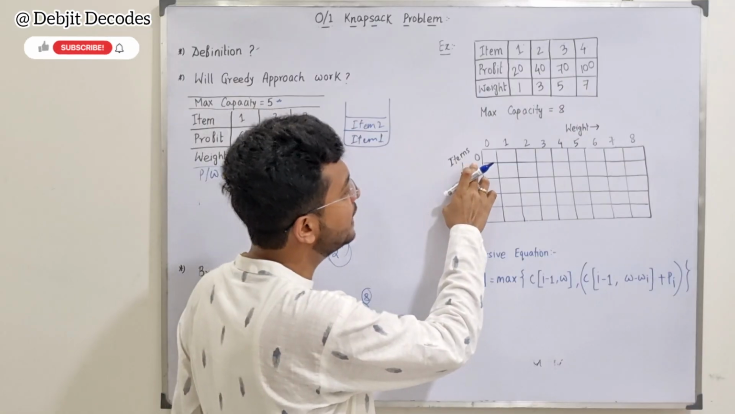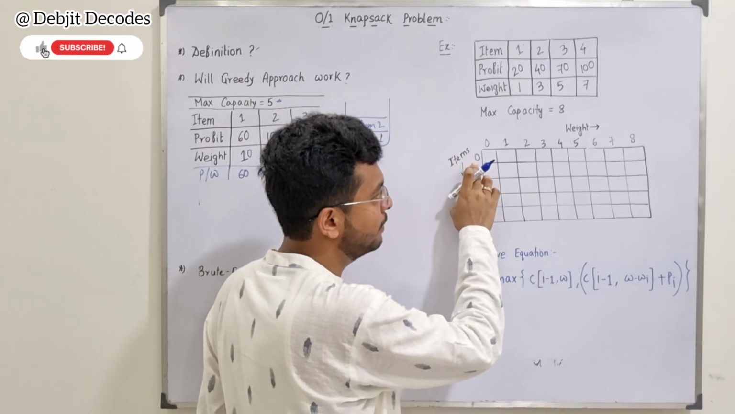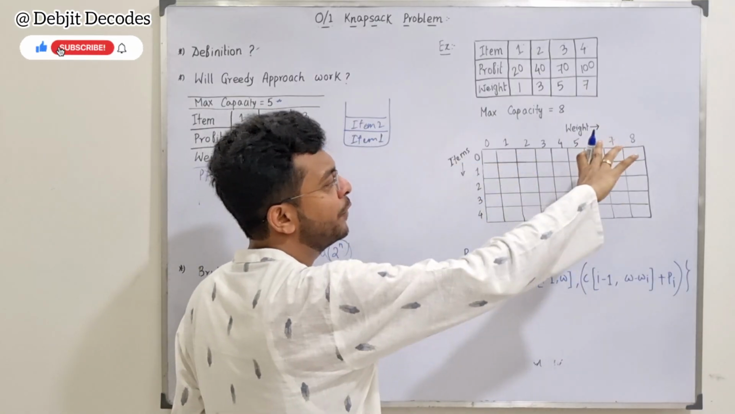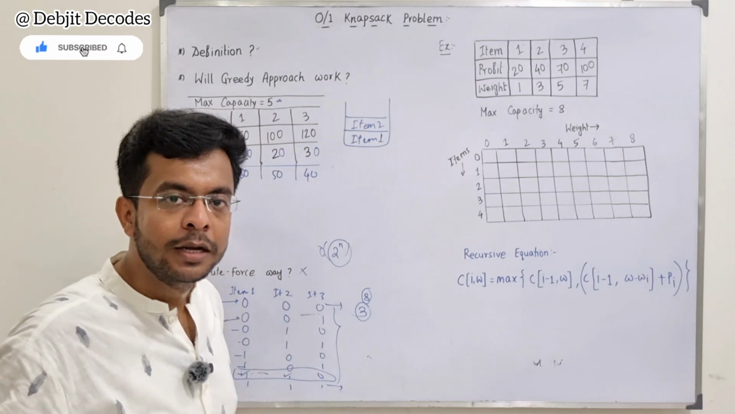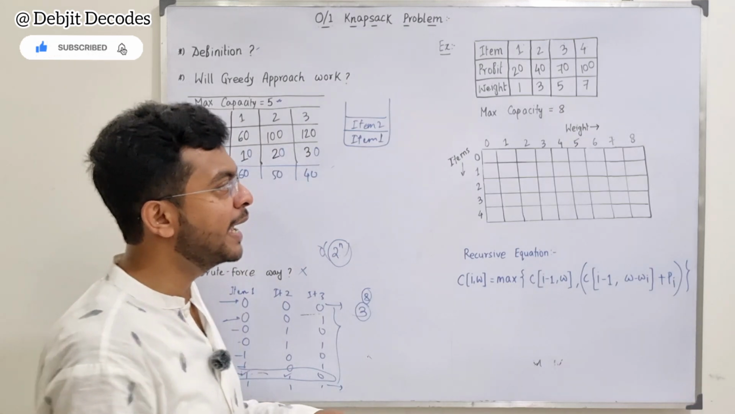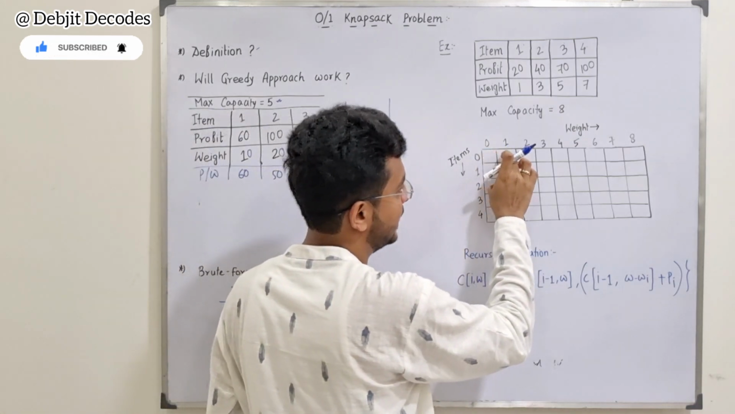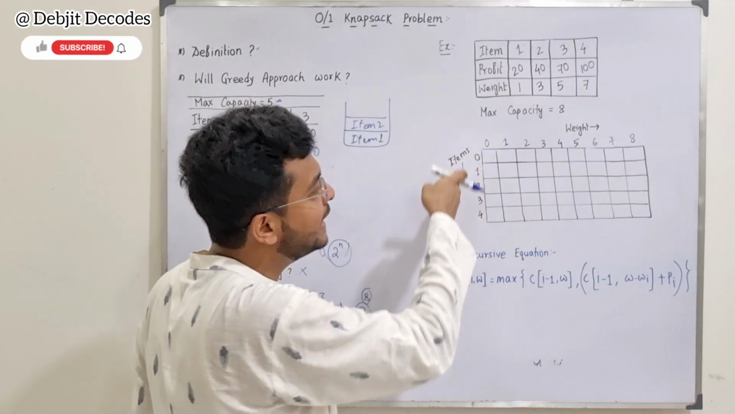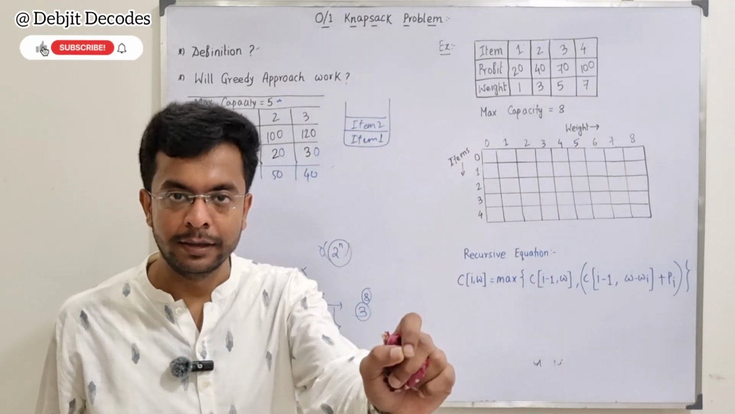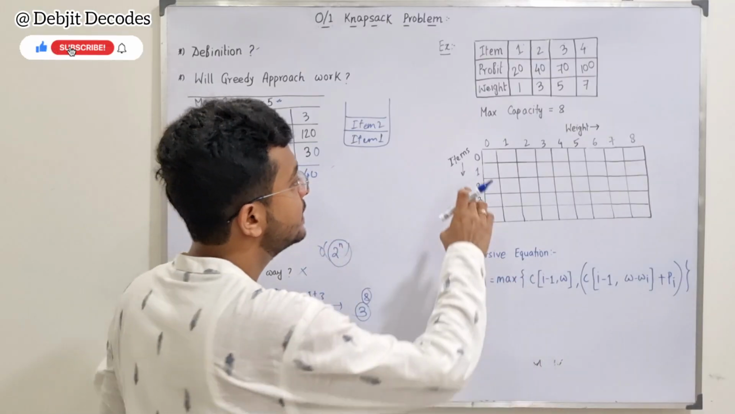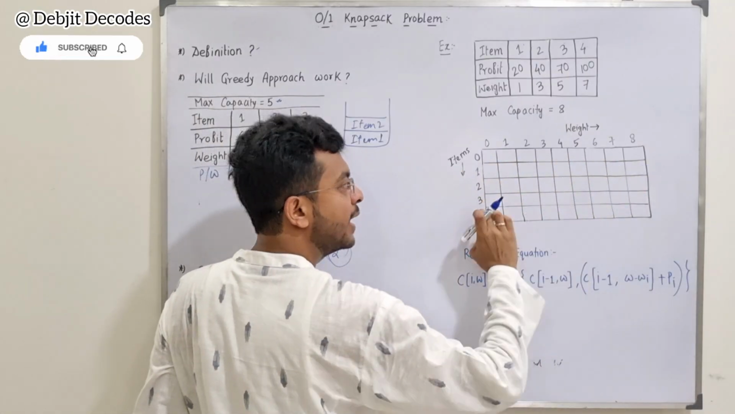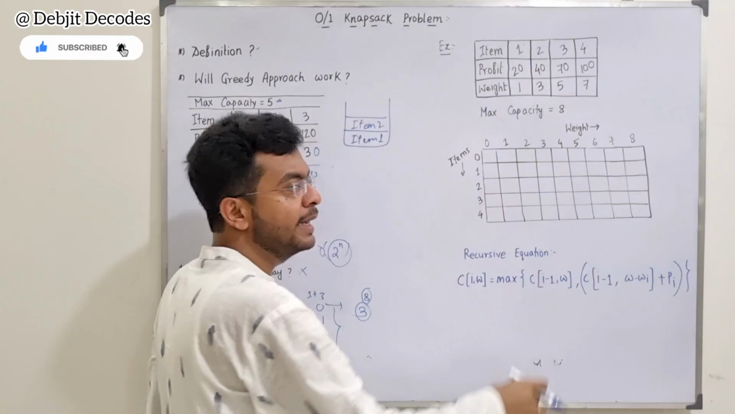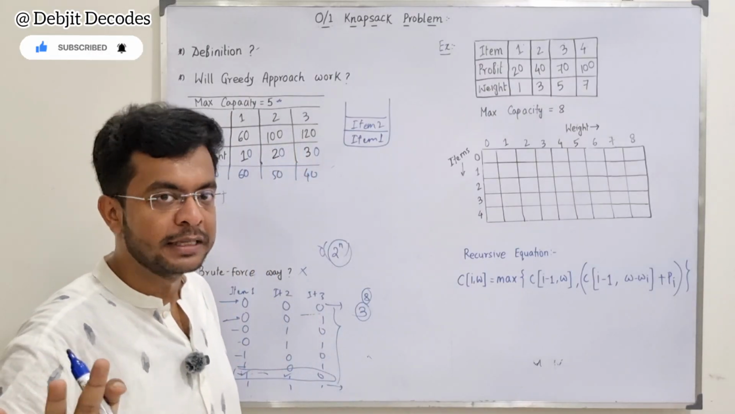Initially, when there is 0, there are no items, so there shouldn't be any profit concept at all. But first of all, before going ahead, let me tell you what will be inside these cells. First, the rows indicate the item number: this is item 1, item 2, item 3, and item 4. And the columns indicate the weight. I hope it is clear.